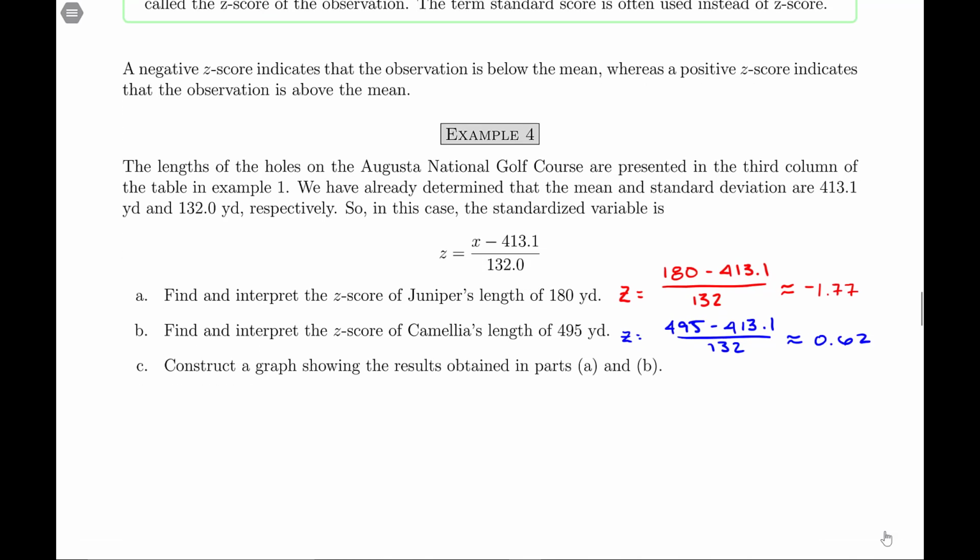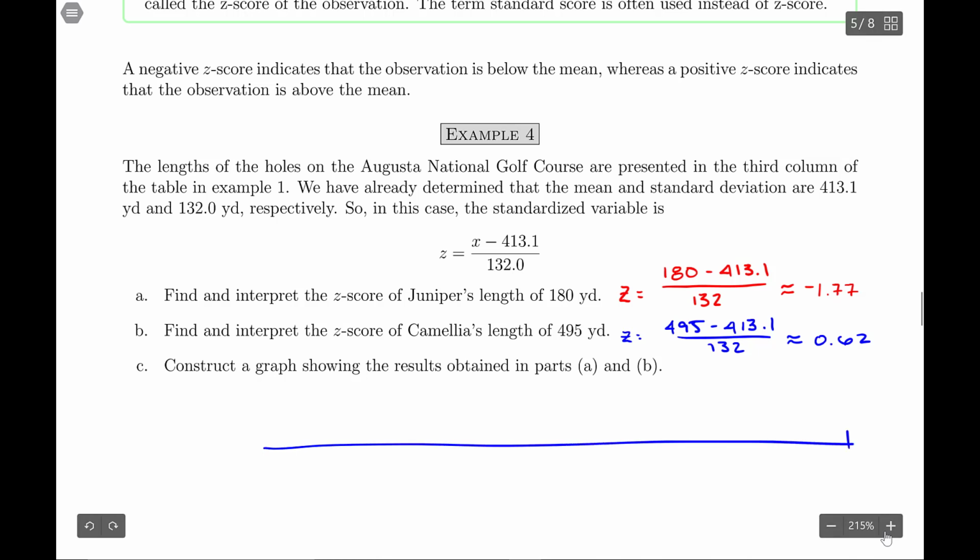Then part C says to construct a graph showing the results obtained in parts A and B. We know that the population mean is 413.1. We also know that the standardized variable mean is 0. If we go one standard deviation to the right, using the population standard deviation, that's 132 yards. So we would add 132 to this value and we would get 545.1.